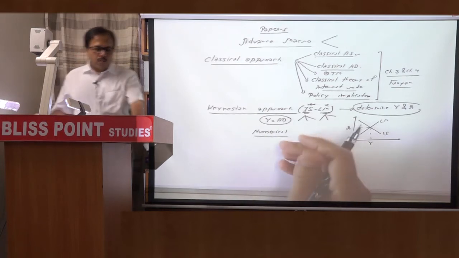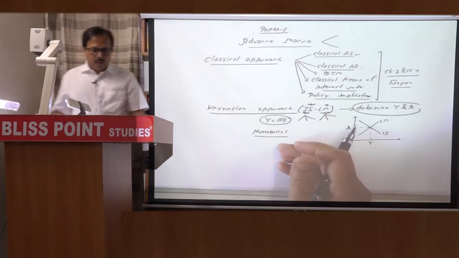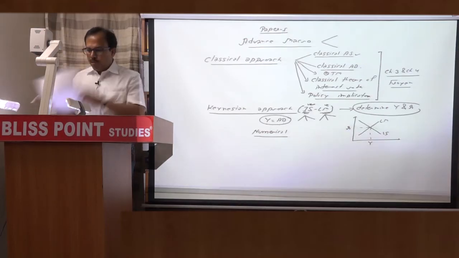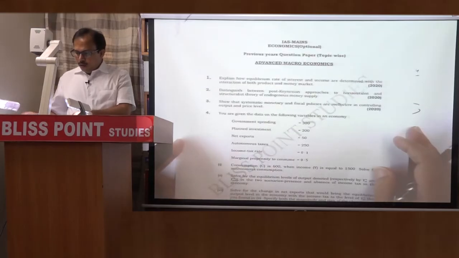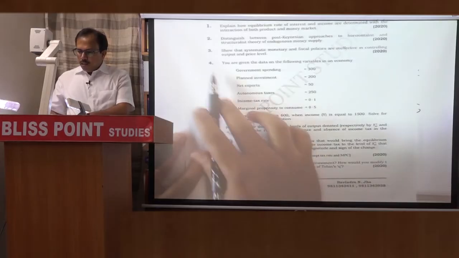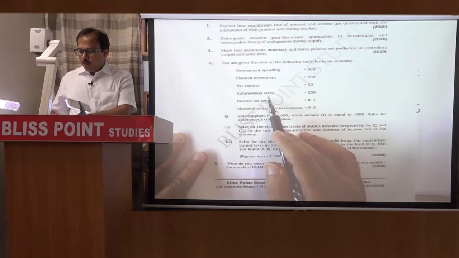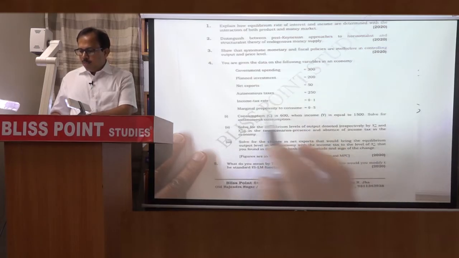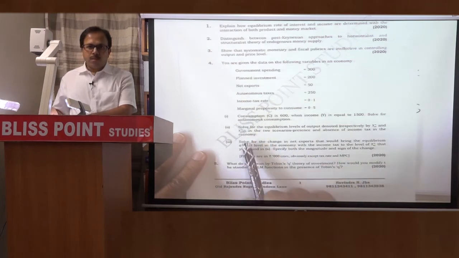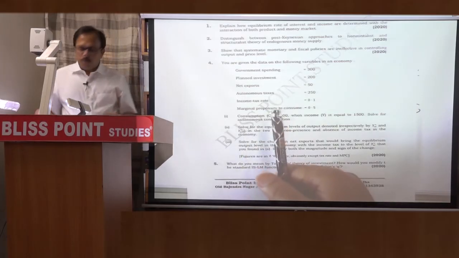because in the last 2 years, 2020 as well as 2019, in both years one numerical has been asked. You will have this topic-wise question in your account. So in 2020, this question number 4, consumption spending, investment spending, net export, autonomous taxes, income tax rate, marginal propensity to consume, etc. were given, and then we have to find certain variables. I will be solving that question when we discuss the Keynesian approach.